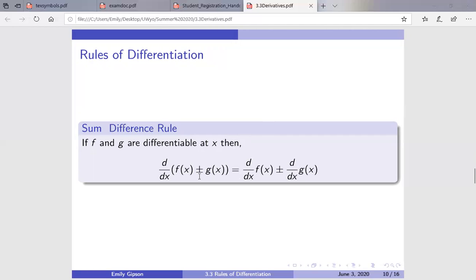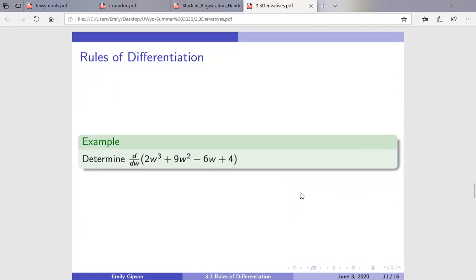But if I choose the minus sign, then I've got d dx of f of x minus g of x is equal to d dx of f of x minus d dx of g of x. It's kind of a shorthand way. Instead of writing two full equations, I get to just write one, and I get to use this little plus minus shorthand.